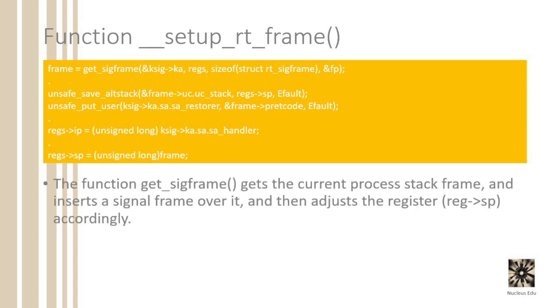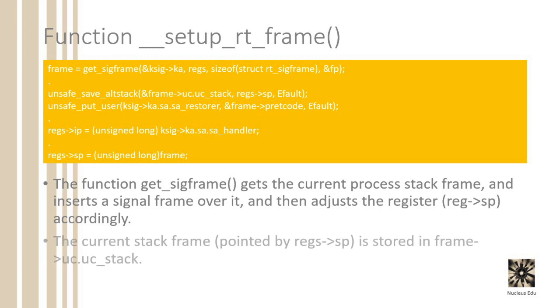Right, so the first call you see here is the function get_sig_frame, which basically gets the current processor stack frame, creates a new signal frame, and then inserts it over the current processor stack frame. Then it adjusts the register stack pointer accordingly, so the stack pointer register points to the new signal frame that has been created. This is the first thing that get_sig_frame does.